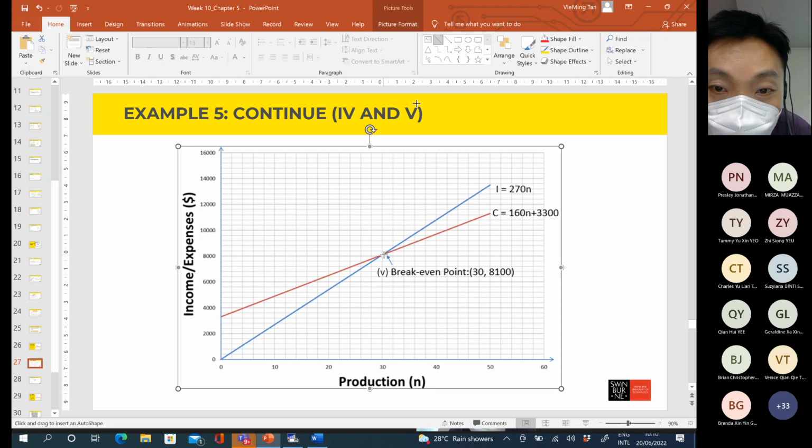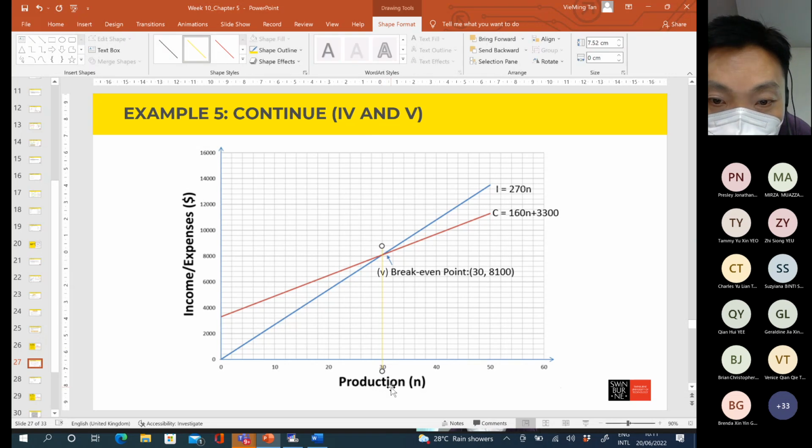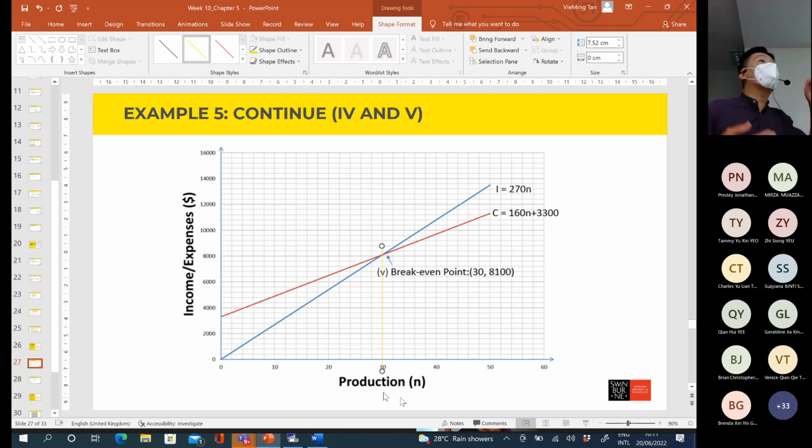This is the intersection point. Then you can start to use the ruler and draw a vertical line until touching the x-axis. So you may find that it is equal to 30 n. N is equal to 30. So what is the meaning of n equal to 30? That means that is the break-even level of production.